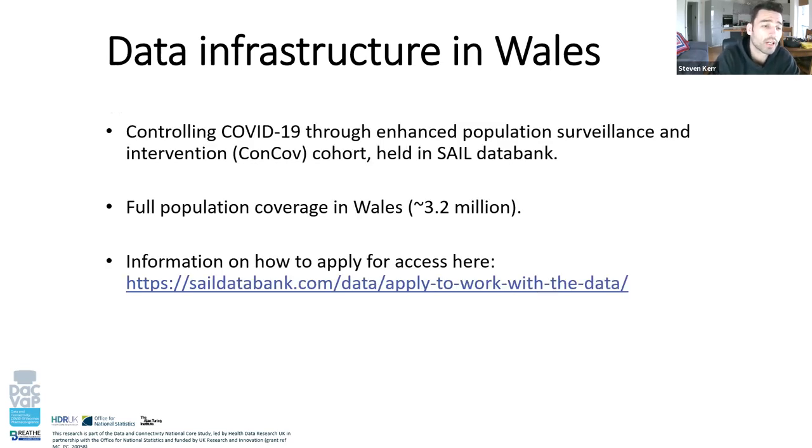And finally, in Wales. We have the Controlling COVID-19 through Enhanced Population Surveillance and Intervention, or CONCOV, cohort, which is also held in the SAIL data bank. So same location as the Northern Ireland data. And that has full population coverage as well. So about 3.2 million people. And as ever, the link at the bottom tells you how to get more access to the data.